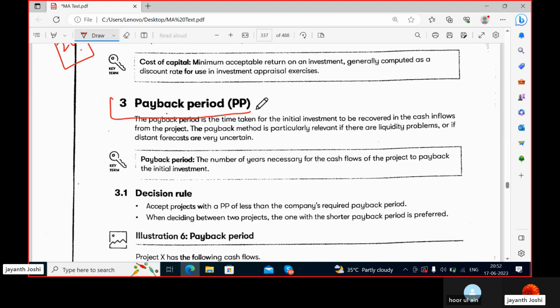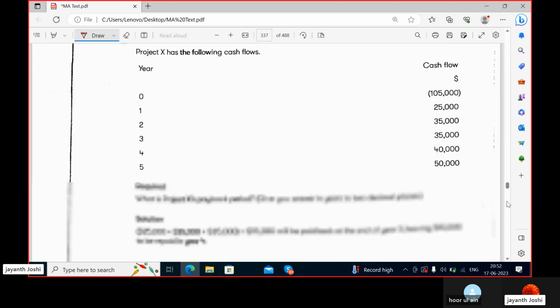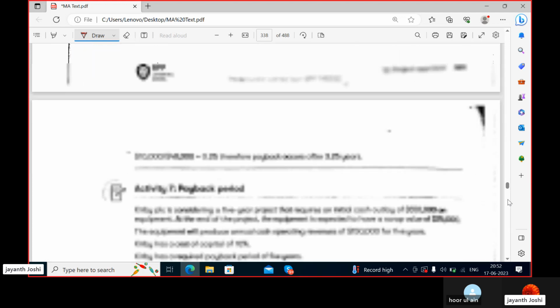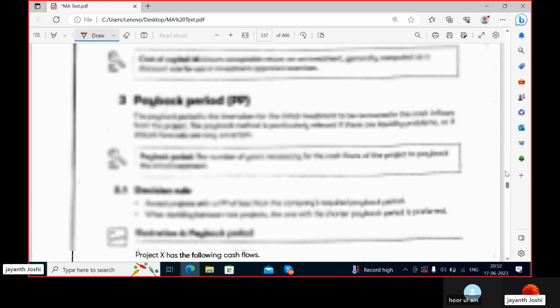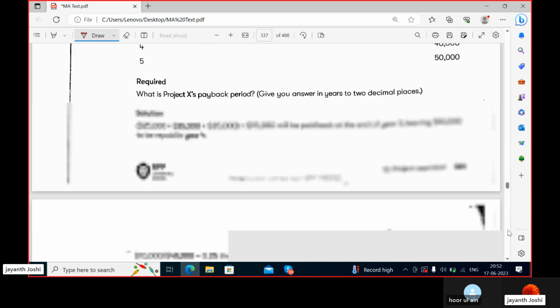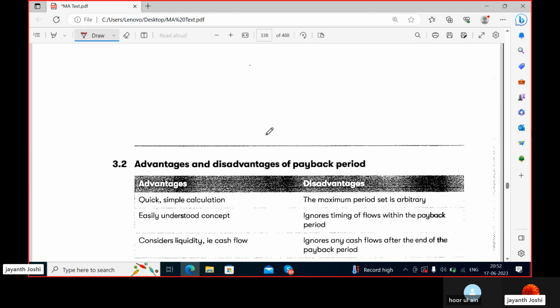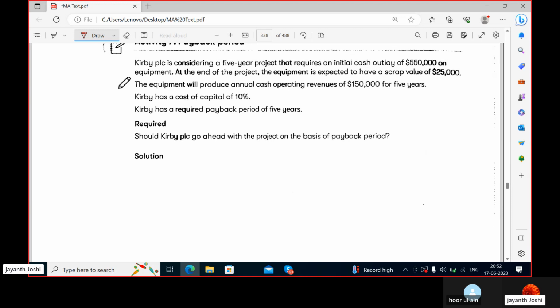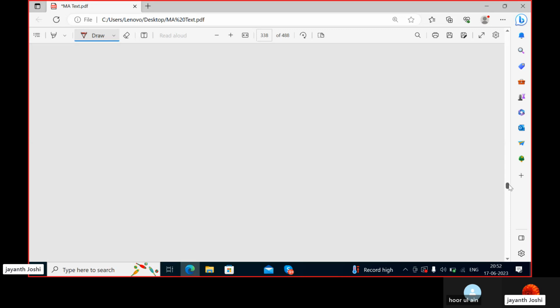Now comes the payback period method. What does the payback period method mean? The payback period method tells you how much time it will take to recover the initial investment you have made in the project. Based upon that, you can decide whether you want to invest in a project or not. I will help you understand this with my own example, and I will give you the task to do the activities at home. Illustration 6 and the activity. I will explain the advantages and disadvantages as well. This activity you have to do as homework.